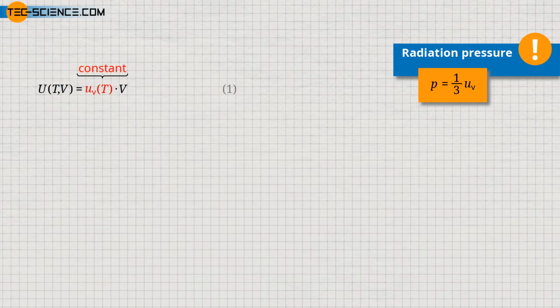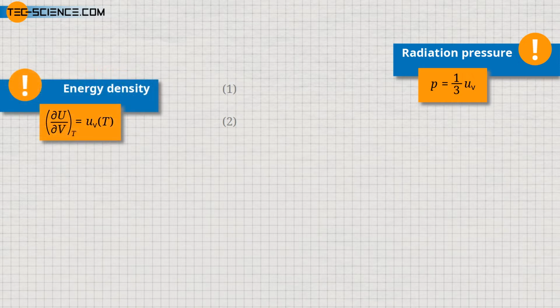At constant temperature and thus constant energy density, an increase of the cavity volume results in a corresponding increase of photon gas energy. We obtain the detailed relationship by calculating the derivative of the internal energy with respect to the volume at constant temperature. As already mentioned, when calculating the partial derivative with respect to the volume, the energy density is to be considered as a constant, since it does not depend on the volume. Thus, the partial derivative of the photon gas energy with respect to the volume at constant temperature just corresponds to the energy density. We can also prove this mathematically.